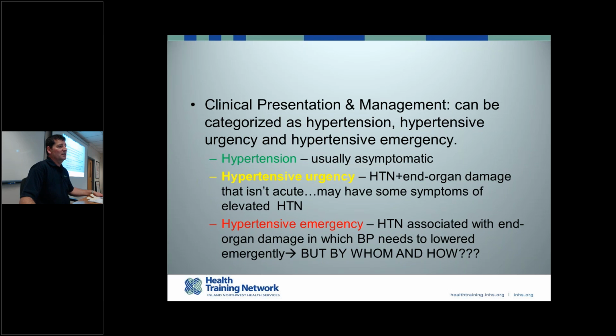Hypertensive urgency is basically over long periods of time, where they're starting to get issues with this. They can have end organ disease, and a hypertensive emergency is where you are definitely getting end organ damage. Their BP needs to be lowered emergently. Can we lower it? Yeah. How?